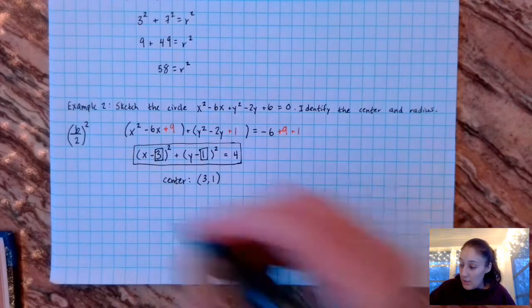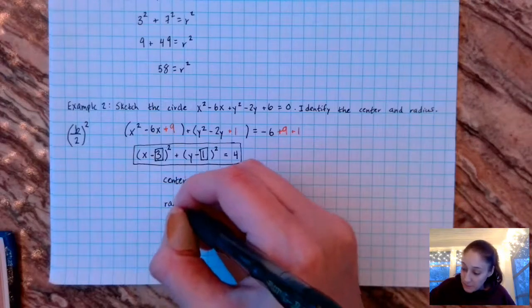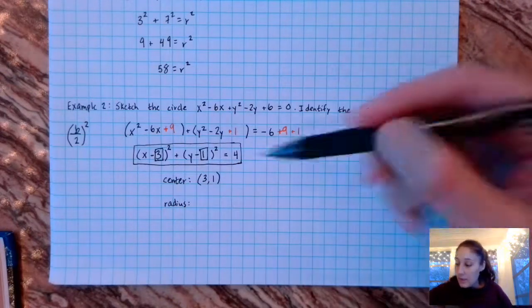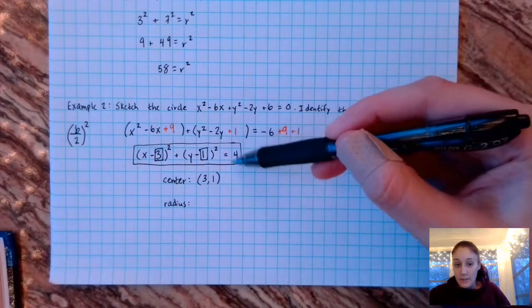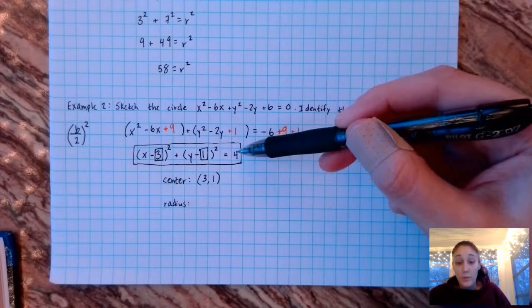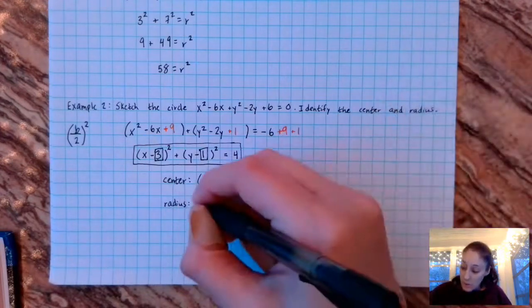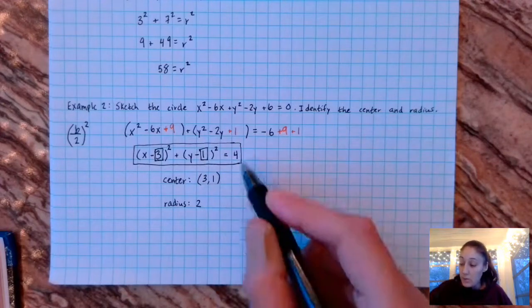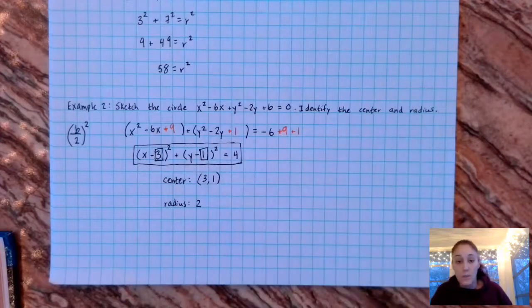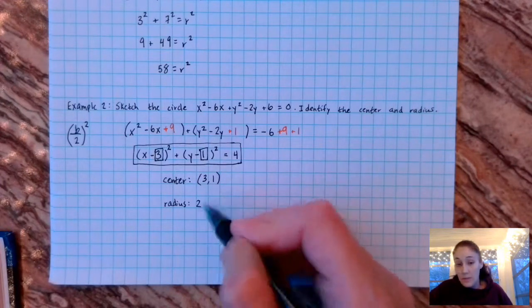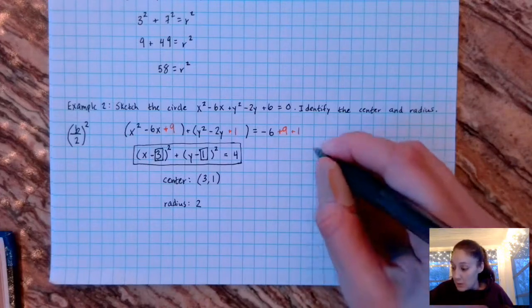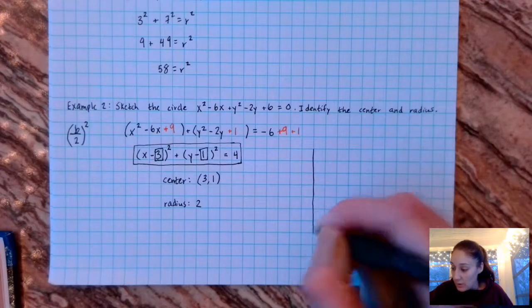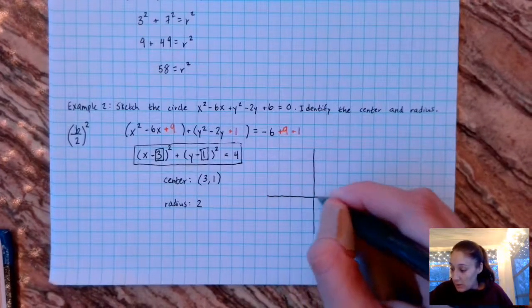Okay? And then the radius, all right, this is the radius squared. So the radius is 2, right? Because 2 squared would be 4, and this is the radius squared. So now with this information, I have enough information to sketch my circle. Alright, so let's go ahead and make a graph.